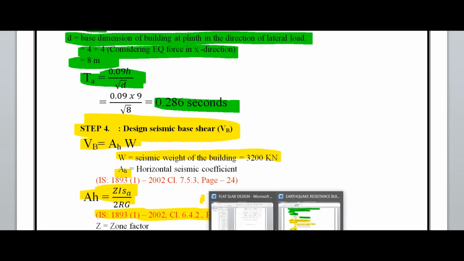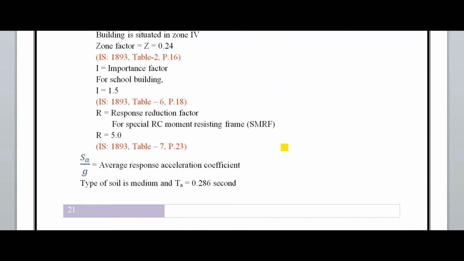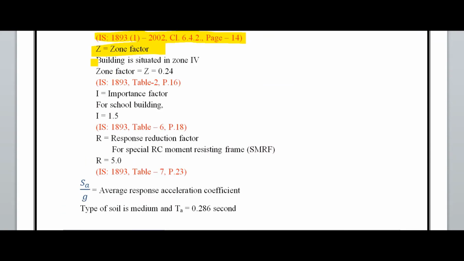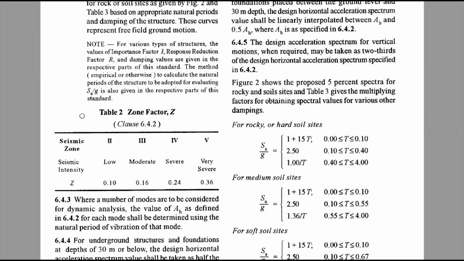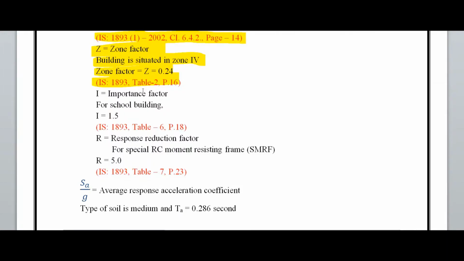Now we have to find the zone factor. The building is situated in zone 4. The zone factor Z is 0.24 from IS 1893 Table 2. From Table 2 we can find that the seismic zones are 2, 3, 4 and 5. The seismic intensity is very severe, and Z is equal to 0.24. So we have calculated the zone factor.